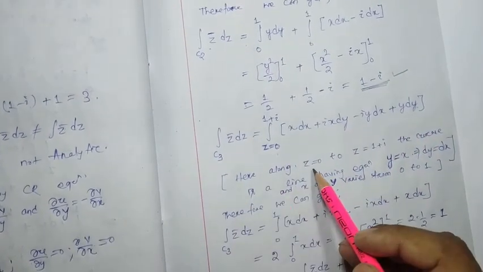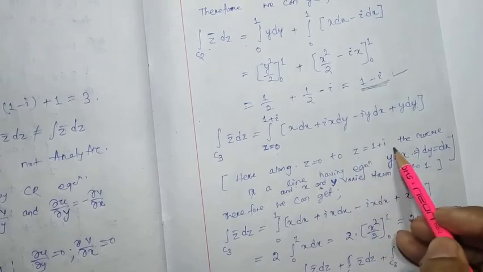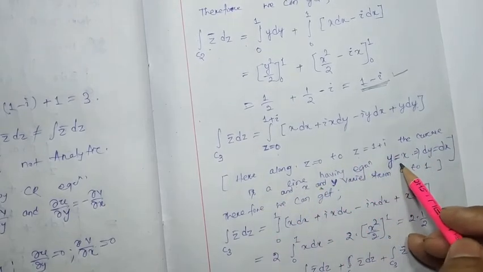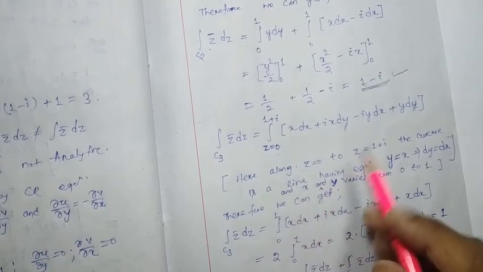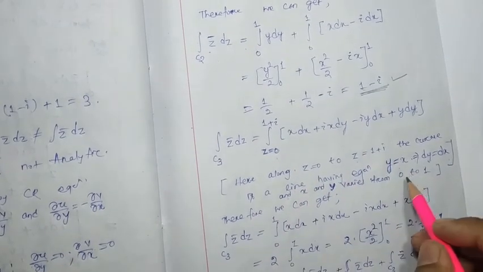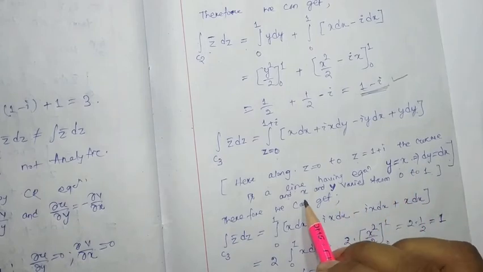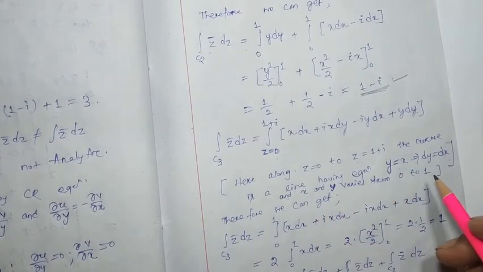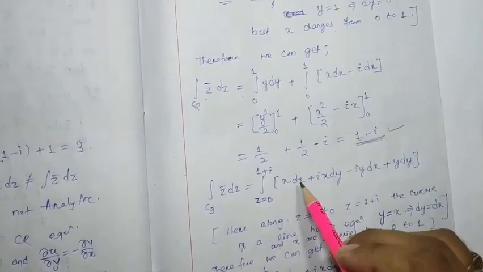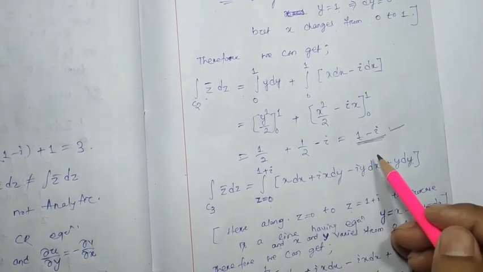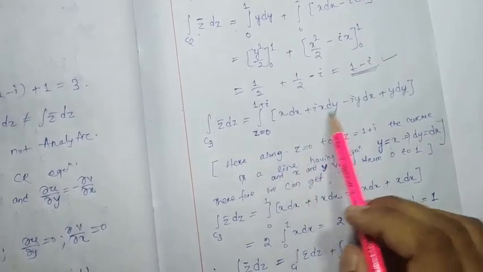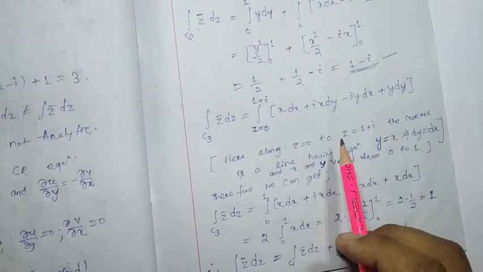Here along z equal to 0 to z equal to 1 plus i, the curve is a line having equation y equal to x, that implies dy equal to dx. And x and y vary from 0 to 1. So this whole equation can be transformed to either only y or only x. Here I transformed all the terms to x.